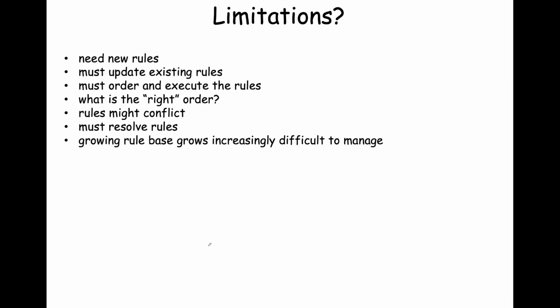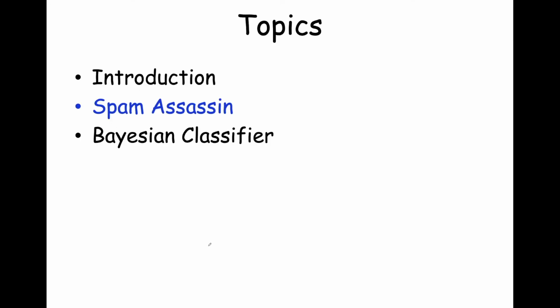What is the right order for execution of these rules? Are there rules that conflict with one another? If they do conflict, you have to resolve these conflicting rules. And if you have a growing rule base, it can be very difficult to manage over years and years and years adding to this rule base. And so there are a lot of limitations with this.